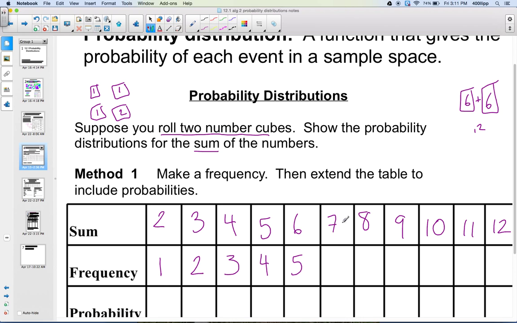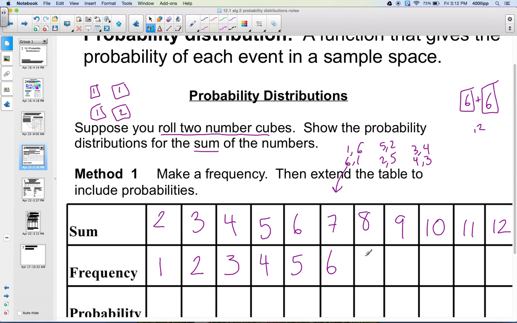If we want a 7, we can roll a 1 and a 6, a 6 and a 1, a 5 and a 2, a 2 and a 5, a 3 and a 4, and a 4 and a 3. So that's 6 times for rolling a sum of 7.